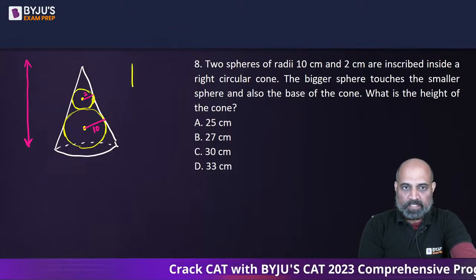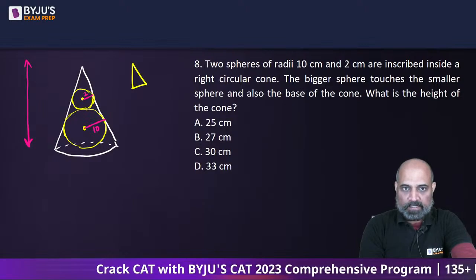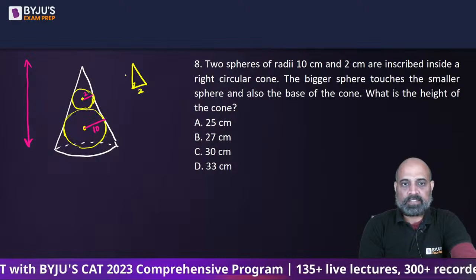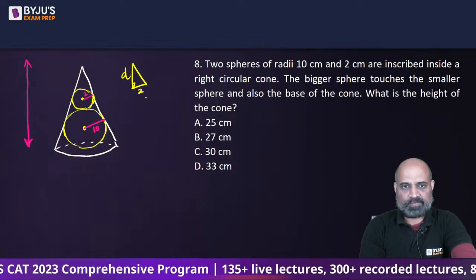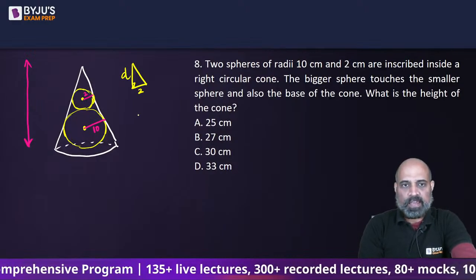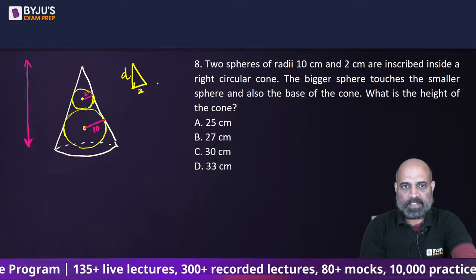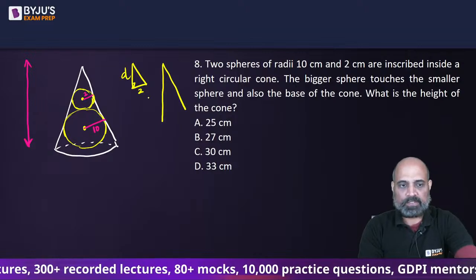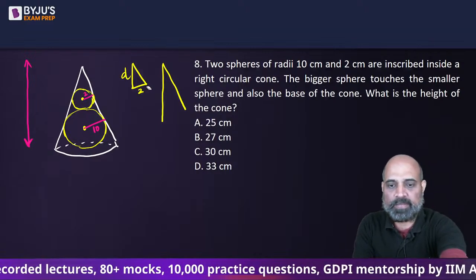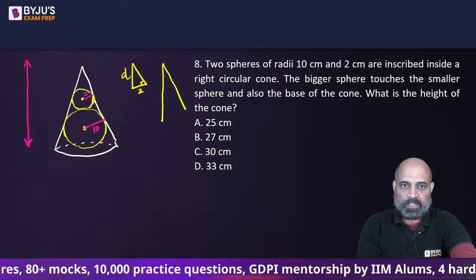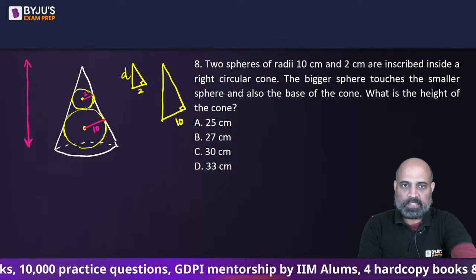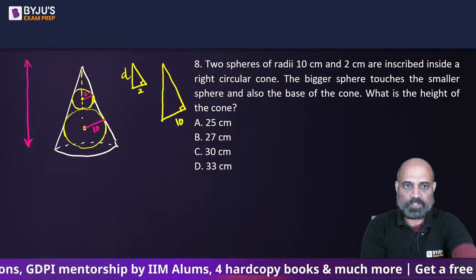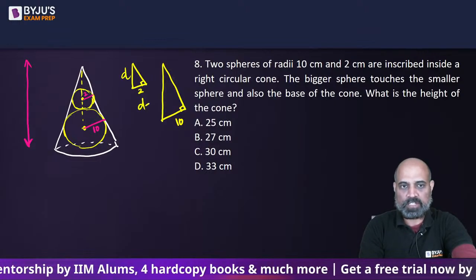So if you look at this particular right angle triangle, this is 2, right? This distance is, let's say, d. And if we take the next right angle triangle, sorry, the perpendicular is not here but here. This is 10. This distance is going to be d plus 2 plus 10. So this is d plus 12.